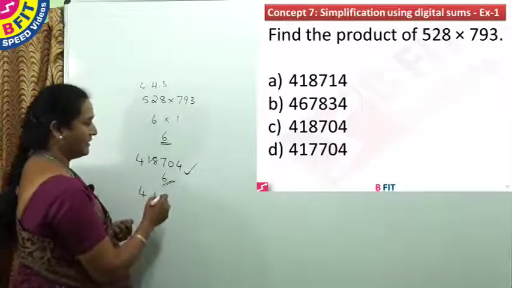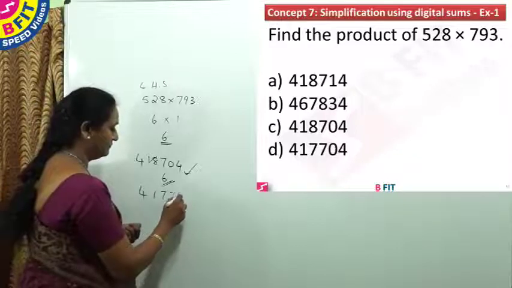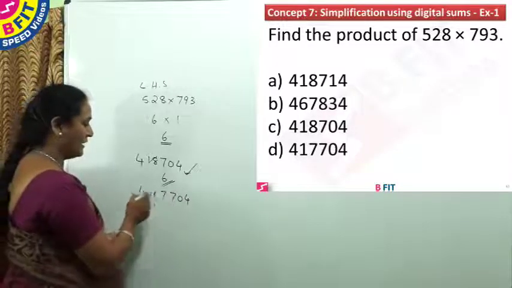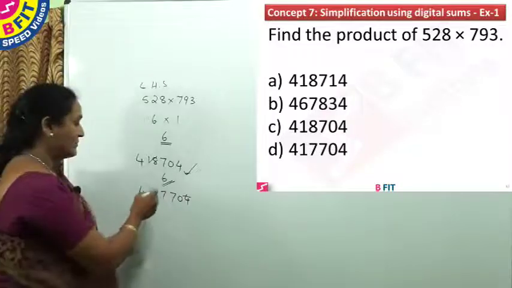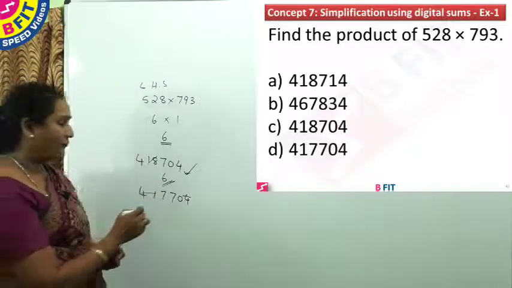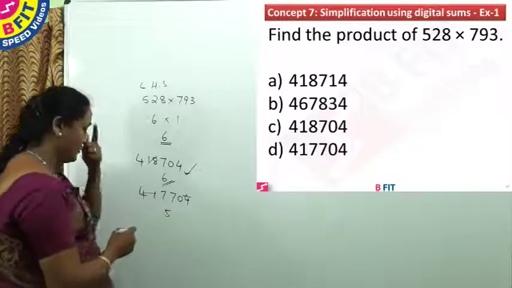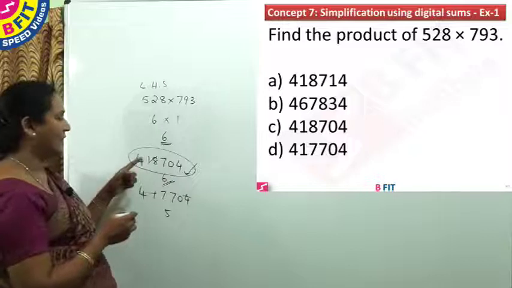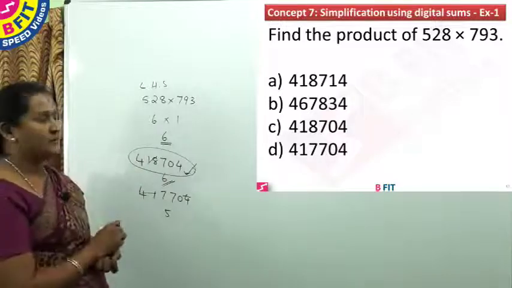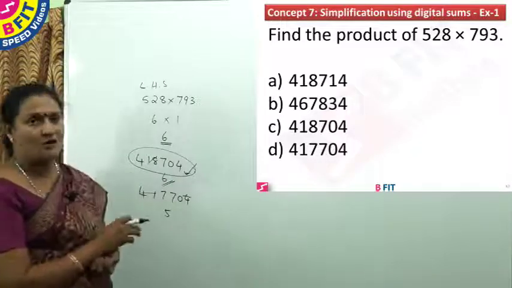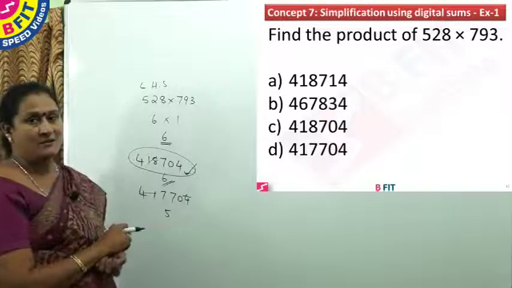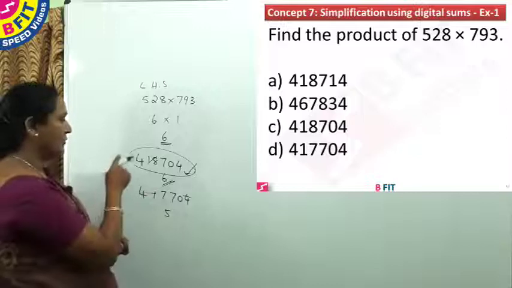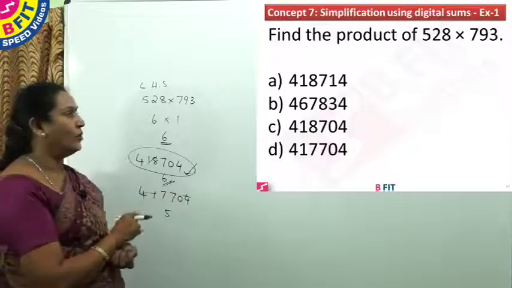So option D is, so 4 plus 4, 8 plus 1, 9, we can leave these numbers. So 7 plus 7 it is 14, 14 when added it is 5. So the answer is option C, that is 418704. So now using the digital sum concept, we have got the answer, that the product of 528 into 793 is 418704, option C.